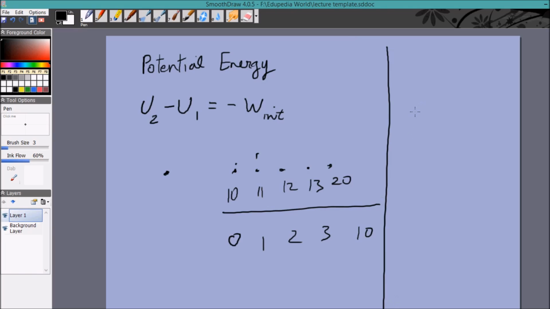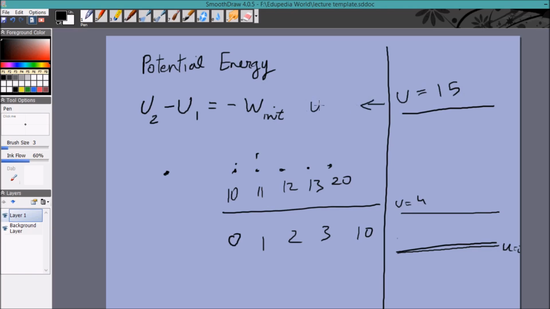Just a small example, we'll see gravitational potential energy in detail later on, but it's basically dependent on the height, right? So we could take this to be U equal to 0, and let's say this becomes U equal to 4, and this is U equal to 15. Or, if according to the convenience of the problem it was convenient to take this height as U equal to 0, that's fine. That's fine.